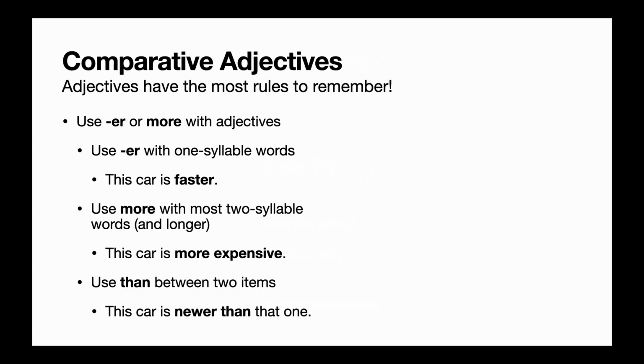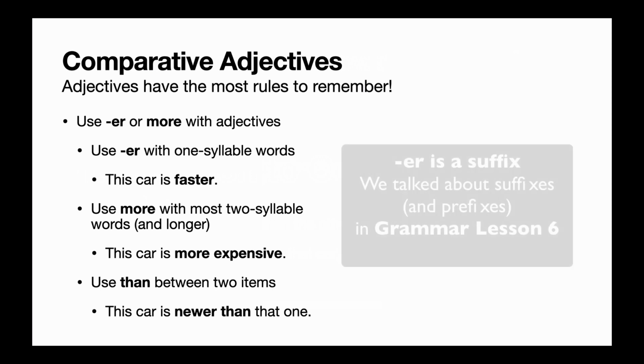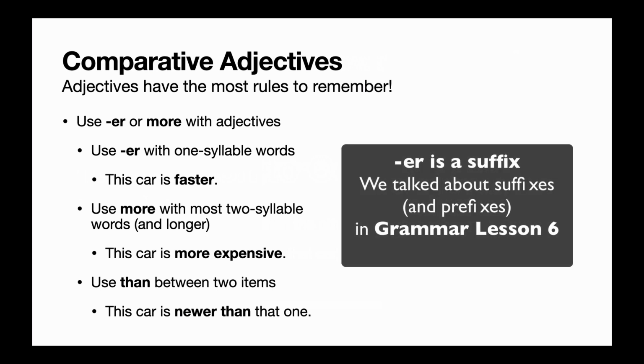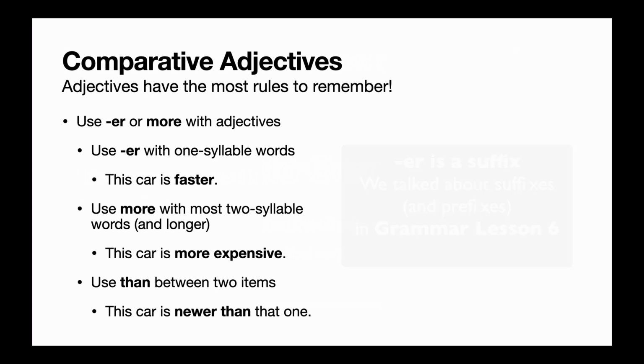Okay, and finally, we'll talk about adjectives. Now, adjectives are the most common way we use to compare things. And of course, these will have the most rules. So first, instead of using more for everything, we can also use the ending, the suffix er. And we use er with only one syllable words, like faster. So we don't say more fast, we say this car is faster. And with longer words, like two-syllable words or three-syllable words, we'll use the word more.